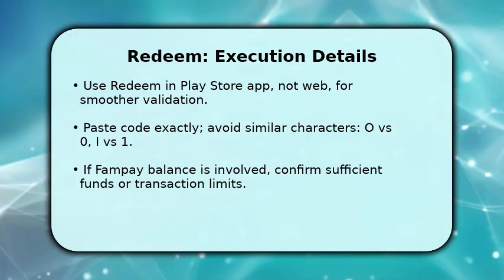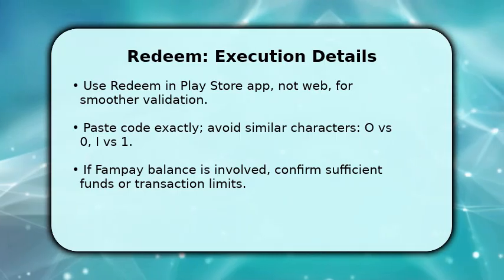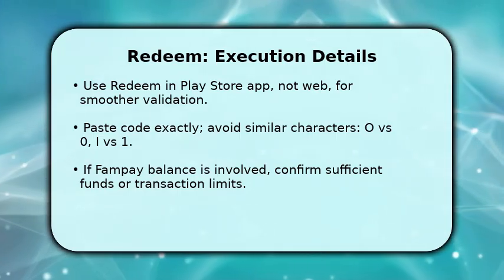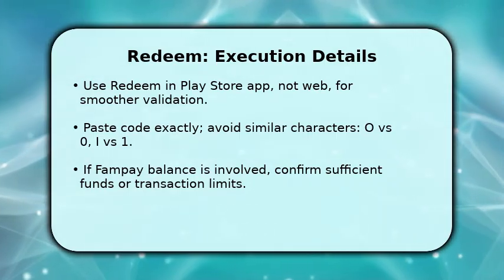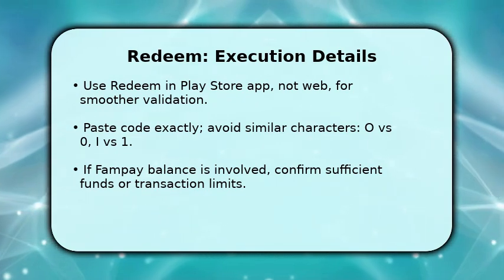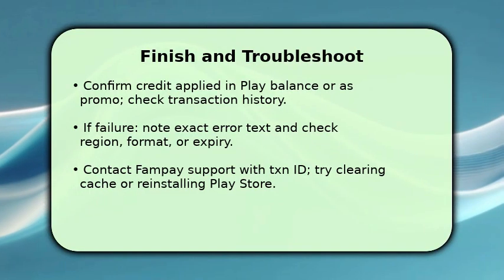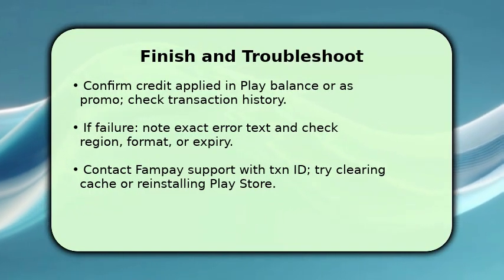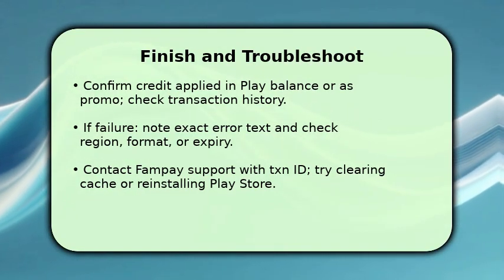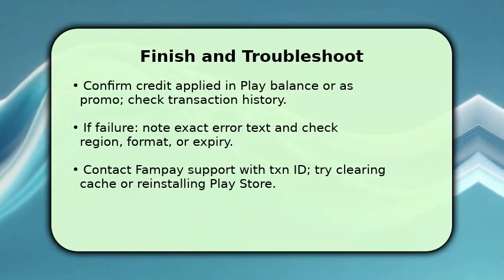Wait for confirmation screen. Do not navigate away while validation runs. If you hit a temporary error, retry after 60 seconds to avoid rate limit blocks. Finish by confirming the value appears in your Play balance or as a promo applied to your account. Once confirmed, install or purchase the intended app or credit.